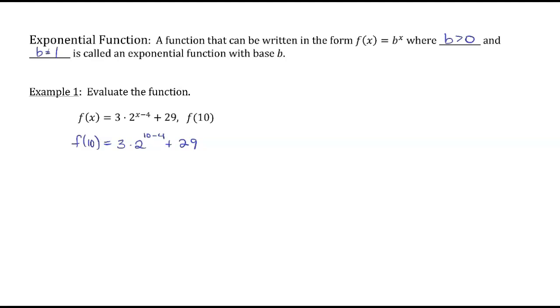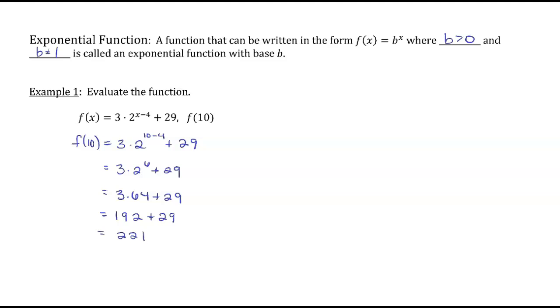It's really important that we use good order of operations when simplifying this expression. We need to first simplify the exponent. 10 minus 4 is 6, so this is 3 times 2 to the 6th plus 29. And 2 to the 6th is 64, so we have 3 times 64 plus 29. Next, in our order of operations, we need to multiply. 3 times 64 is 192, so we have 192 plus 29, or 221.